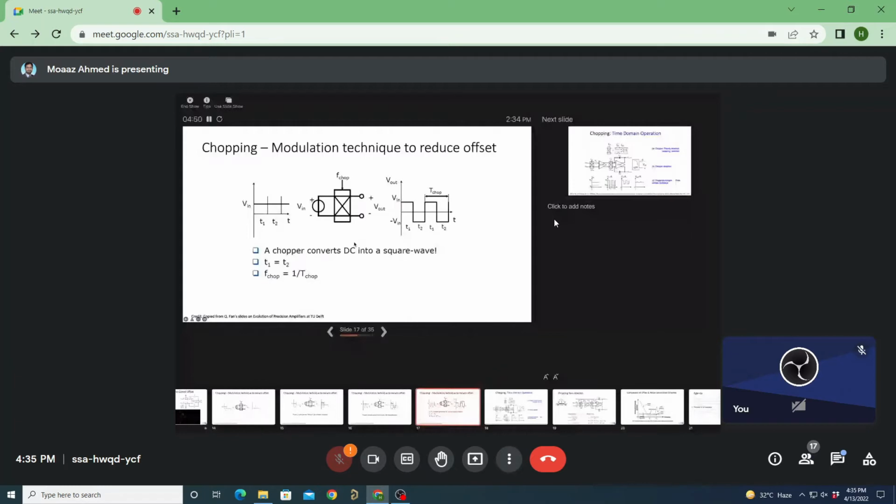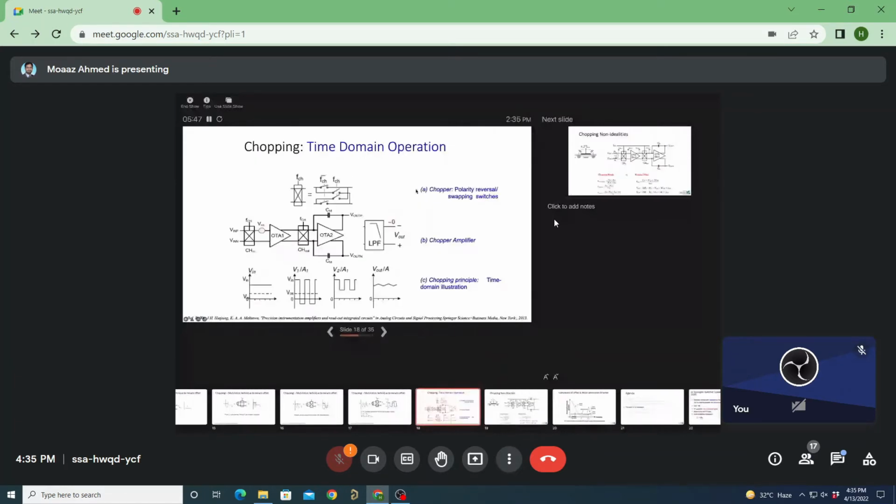Can you see the slide now? I think it will take some time. Does it happen with other presenters as well, that there is a lag? Actually, we are observing this for the first time. What could be the reason? Google Meet. So now the chopping time domain operation is visible, right? Yes, now it's visible.